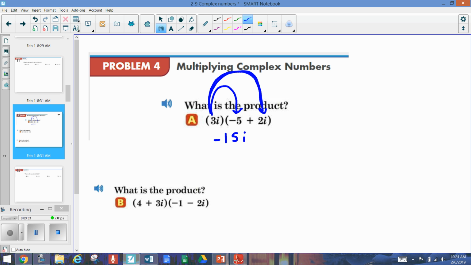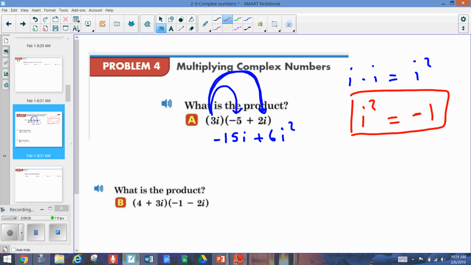3i times 2i is 6i squared, because i times i is equal to i squared. Now it's time to write another important formula. Everybody is writing that down. You can cover the other half of the paper. i squared is equal to negative 1.